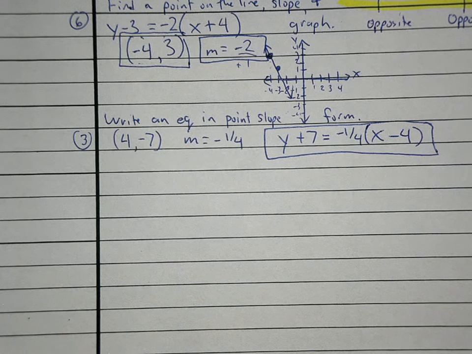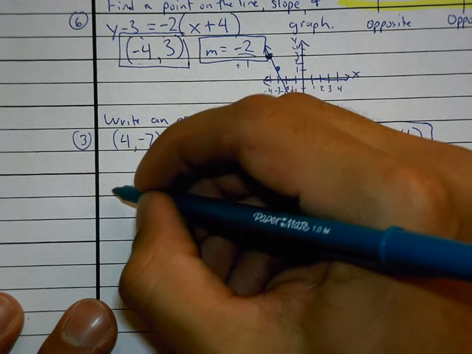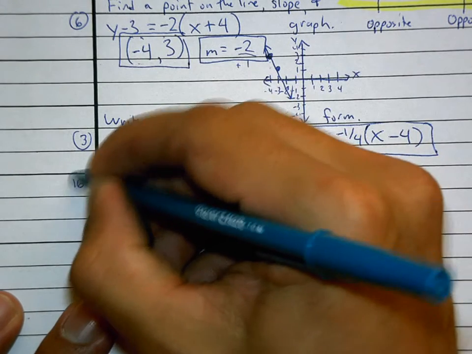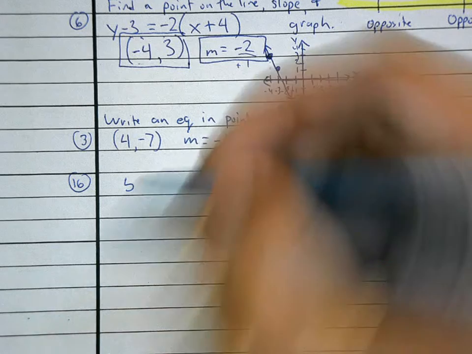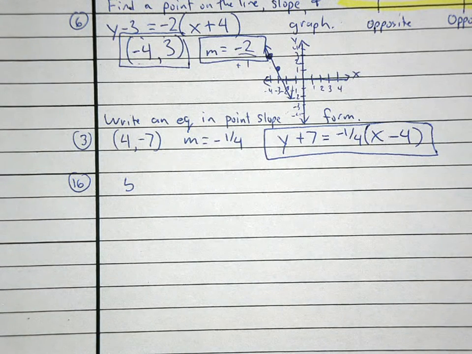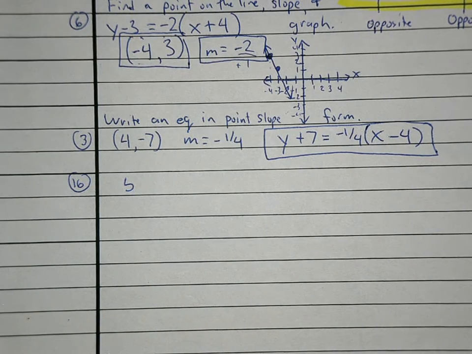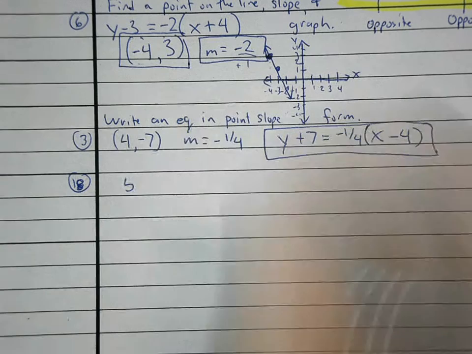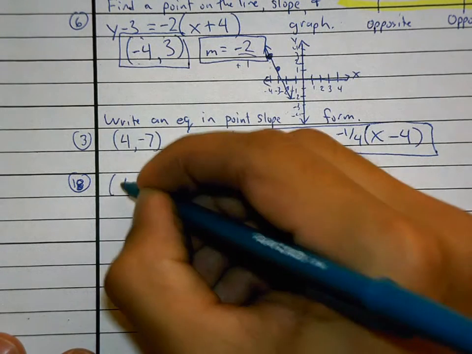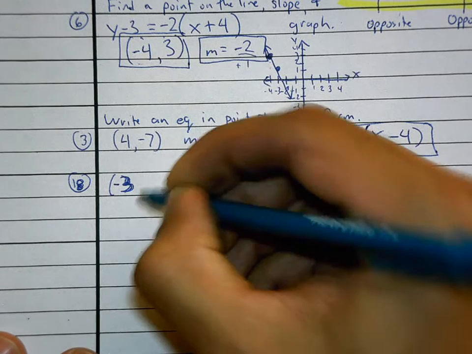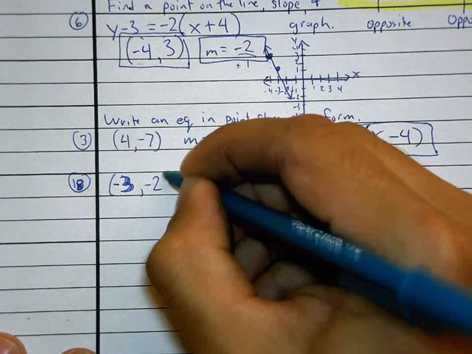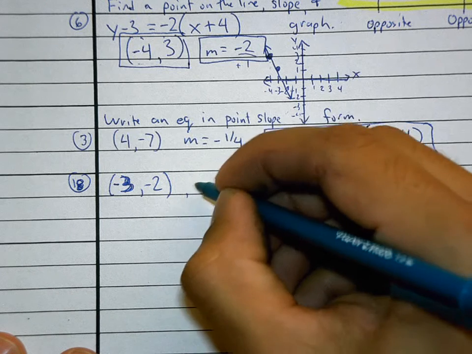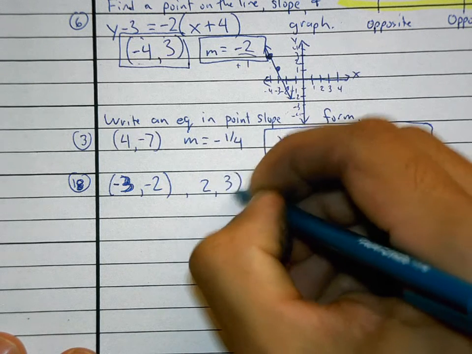What we have to do next. Write an equation in point-slope form. That's what we're going to do. Let's do something harder now. What happens if you have... Oh, I wanted to change this one. Hold on. Which one did I want to go to? I want to do number 18 instead. Number 18. And I'm going to change this to -3, -2. And 2, 3.